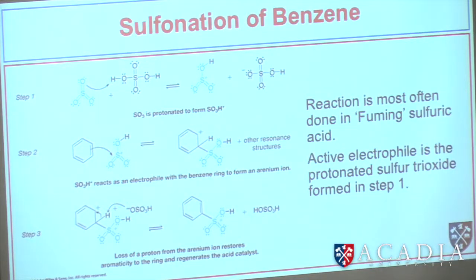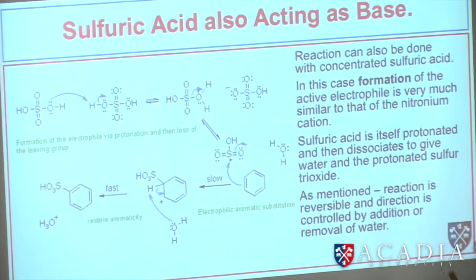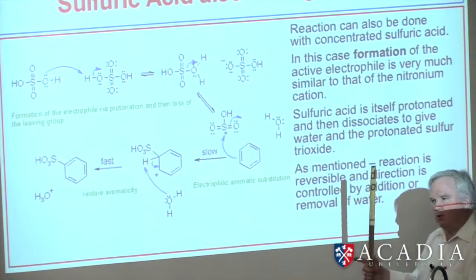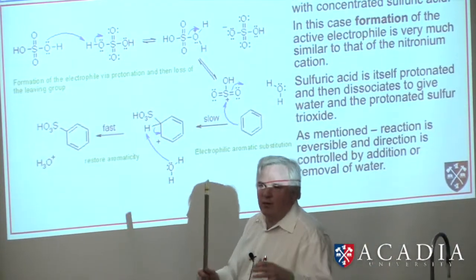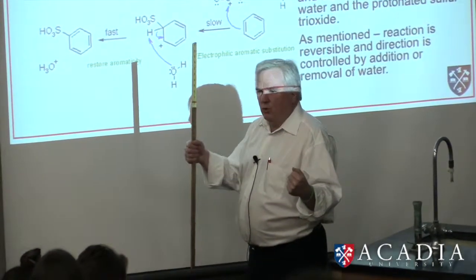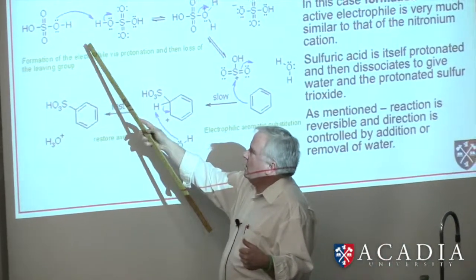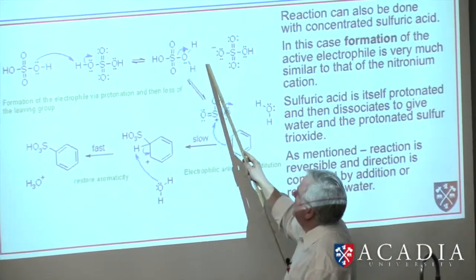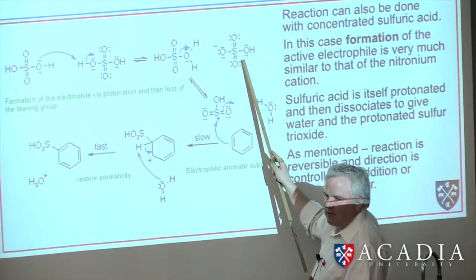As I mentioned, we can also do the reaction in concentrated sulfuric acid, dry conditions, no water around. Now the reaction is very similar to the nitration reaction. What we have is what we call a disproportionation reaction. Just like water can react with itself, one water molecule acting as an acid, one water molecule acting as a base, the same thing can happen here. So one sulfuric acid acts as a base, removes a proton from another one, and we get this protonated sulfuric acid and the conjugate base.